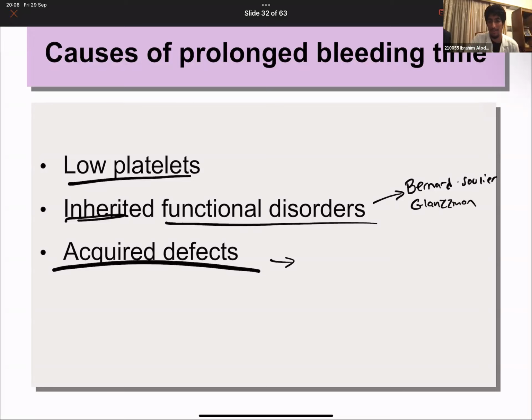VMF? No, that is another one that is inherited. And that's again for von Willebrand factor, the one for primary and secondary hemostasis.